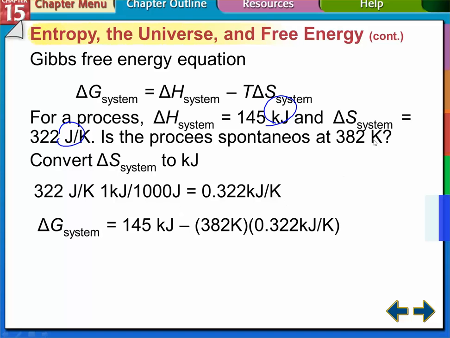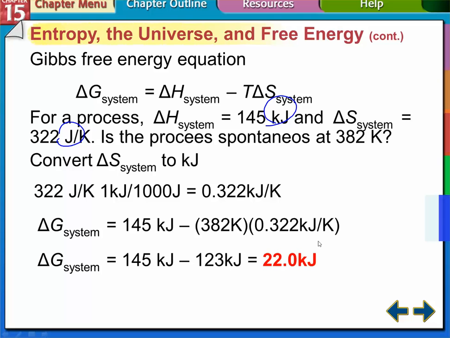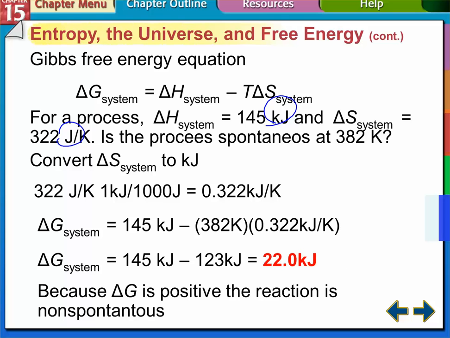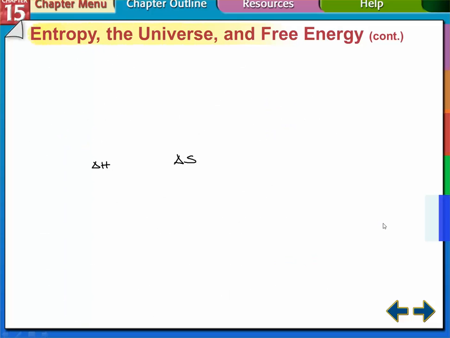Okay, so then we can plug these numbers into the equation. This is our delta S. This is our T in Kelvin. The T is always in Kelvin. And the delta H. Okay, so we do that math, plug it into your calculator, you get a positive 22 kilojoules. So is this spontaneous or non-spontaneous? Positive delta G means it's non-spontaneous. So this reaction will not go on its own, not keep going on its own.